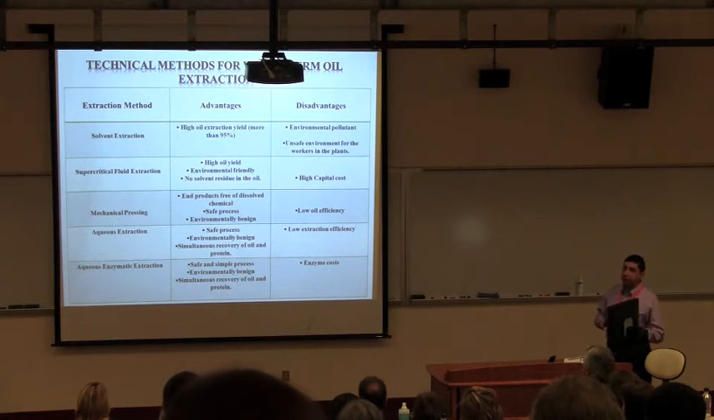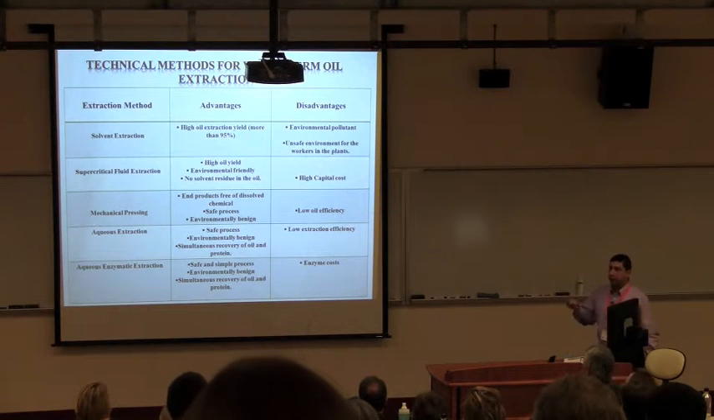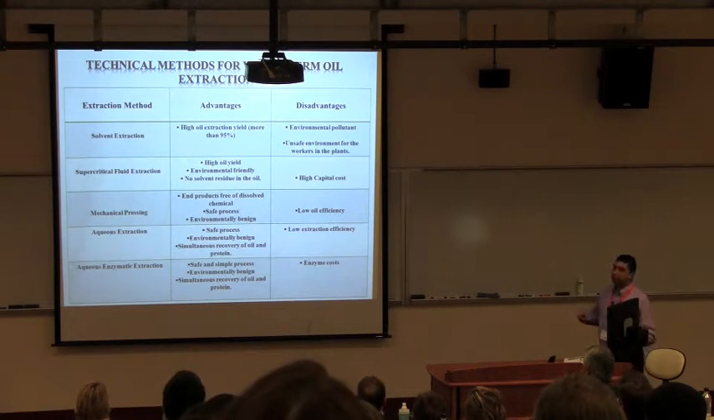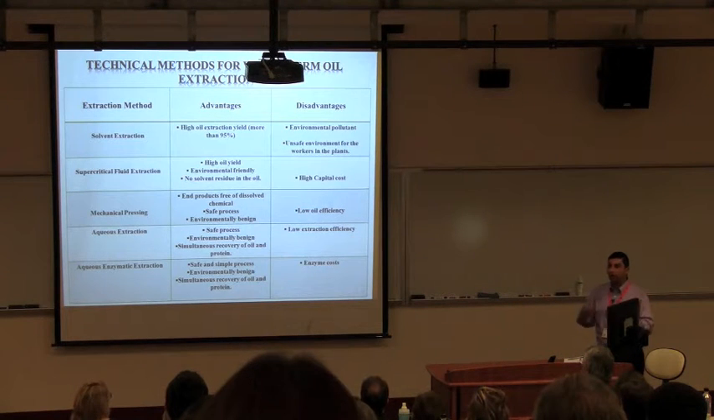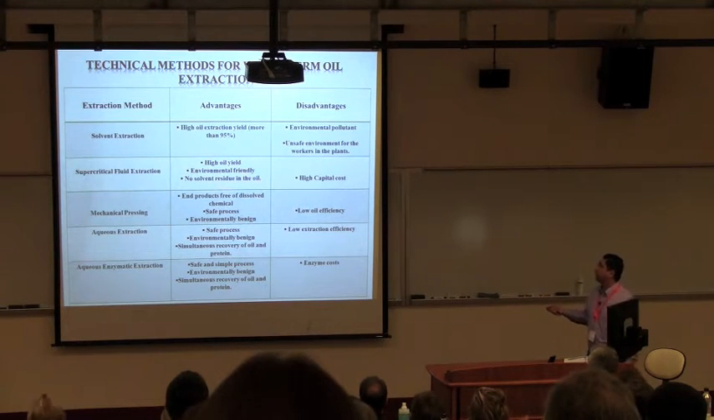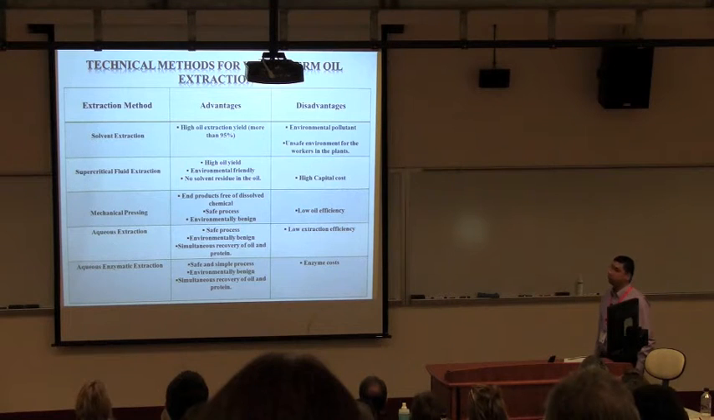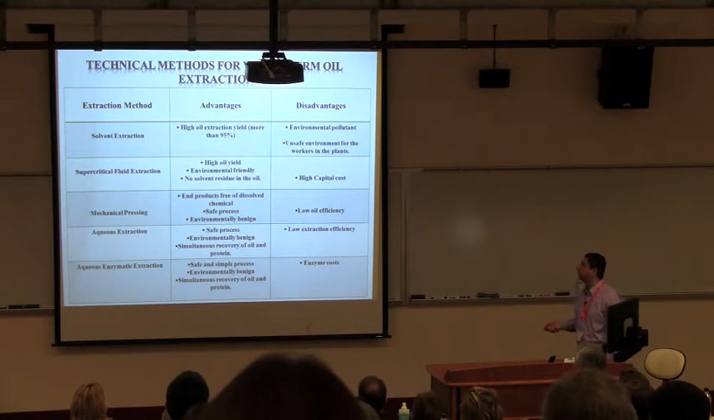The second method is supercritical fluid extraction. Carbon dioxide is used above its critical temperature and pressure as a solvent. When the pressure is released from the system, the carbon dioxide goes to the gas phase and the oil precipitates out. This method gives a higher oil yield, is environmentally friendly, and leaves no solvent residual in the oil. However, the main disadvantage of this method is the high capital cost required for the system to be set up.